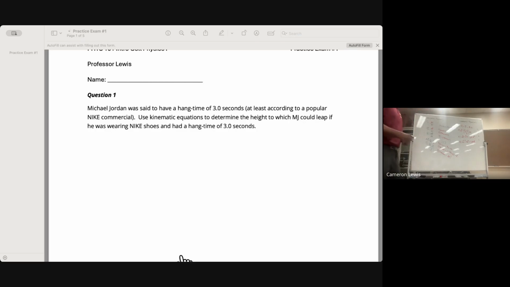Now that I've spelled out the quantities, which quantities do we have? The time, acceleration, and do we have distance? Oh, no. We're trying to find it. So we have time, acceleration, and we're trying to find distance.